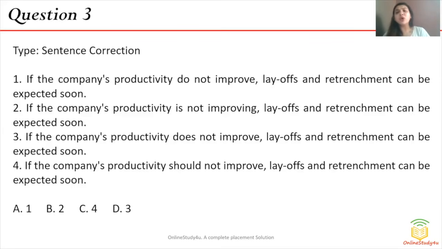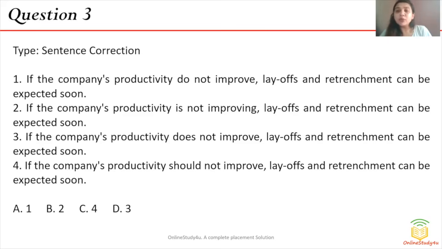Now, the first thing is that you can't use bold statements such as should not, must not. We will never do that for the context because it's a very bold statement. It's like an authority, like an order, which may not happen. Had it been cannot improve, that's another thing. So four is anyway out. Now, if you look at part two, it is defying our rule of parallelism. If it is not improving, it should have been expecting, but that is again not happening. So two is also out of question.